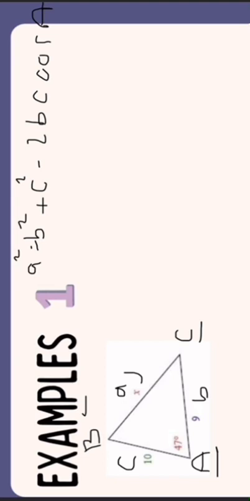Okay, so this is the formula that I am going to use for this problem, because it's the one that I need because it has A. So I am going to replace now the values of the problem with the letters.